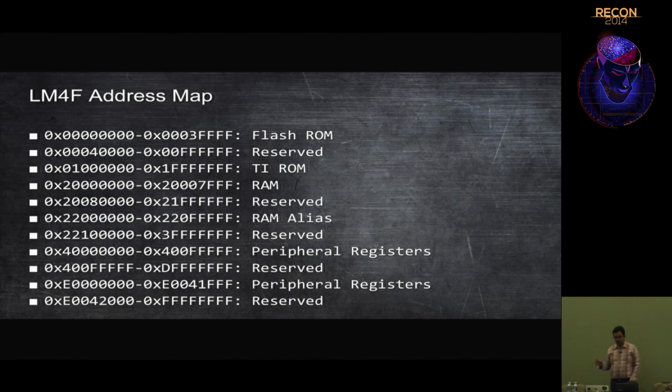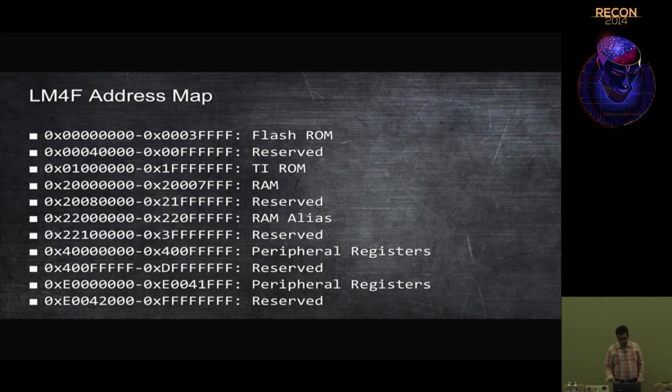So you've got a bunch of peripheral registers at 40 million. You've got a few more at E000, and that's pretty much it. So you've got a 32-bit address space, but really you've only got 8K of RAM, and you've really only got 256K of flash ROM. The rest is pretty much just peripherals.